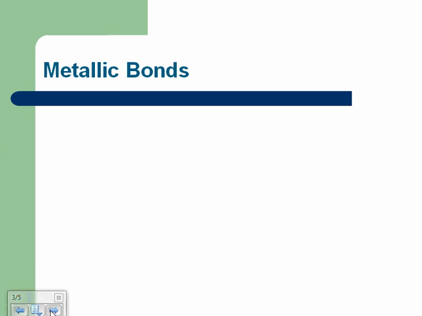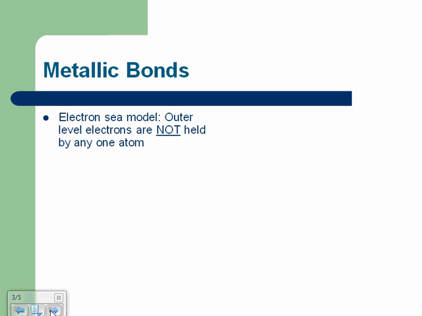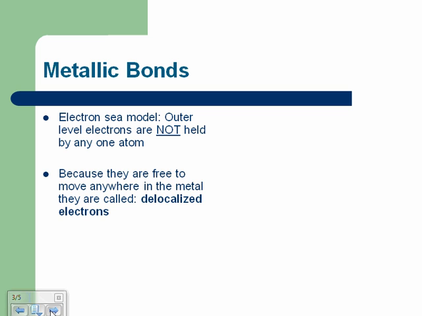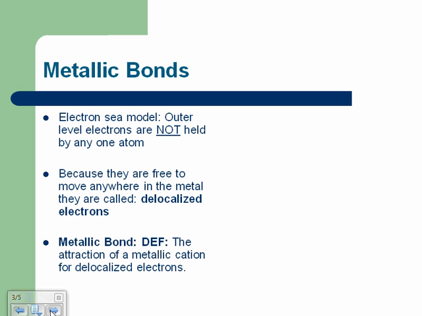Metallic bonds. We just covered ionic bonds in the first three sections. Now we're just going to have one section on metallic bonds, the second type of bond we're going to be covering in this course. Metallic bonds. It's the electron sea model, where the outer level electrons are not held by any one atom. So they're going to be basically free to roam. They're free to move anywhere in the metal, and they are called delocalized electrons.